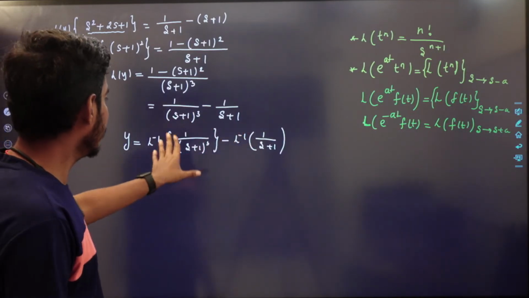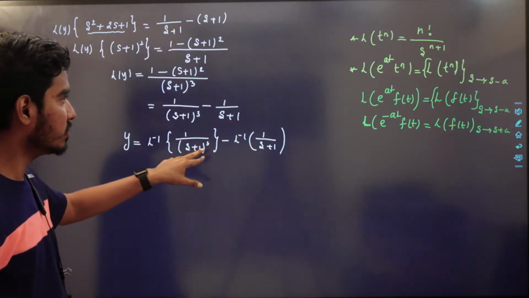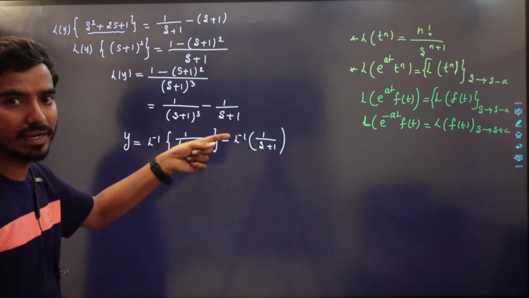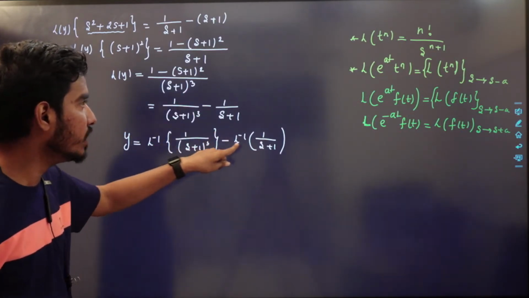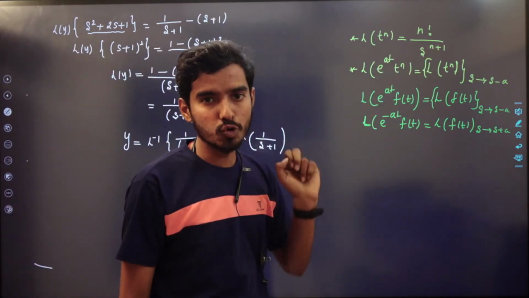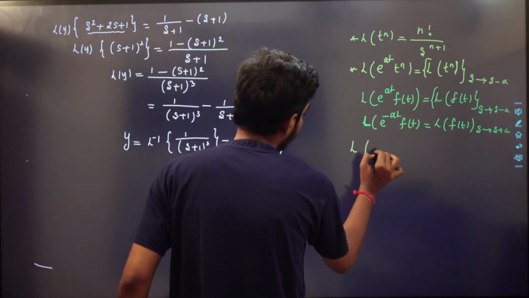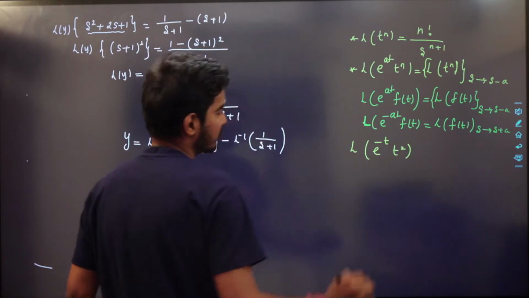Now you can see you have to compare this and this. S power n plus 1, but we have s plus 1. That means we need to multiply e power minus t. We should have whole cube here. That means n has to be 2. So therefore, what is L of e power minus t square?